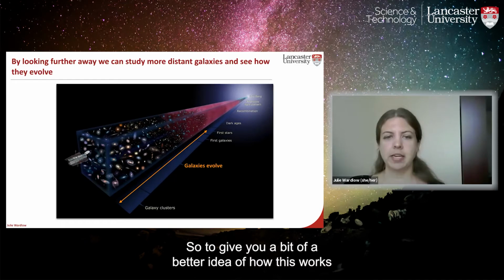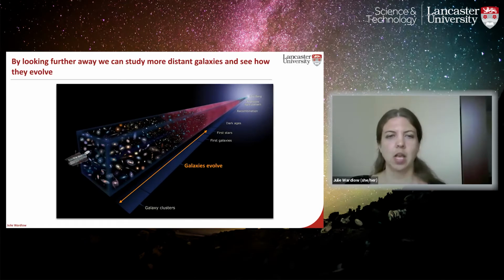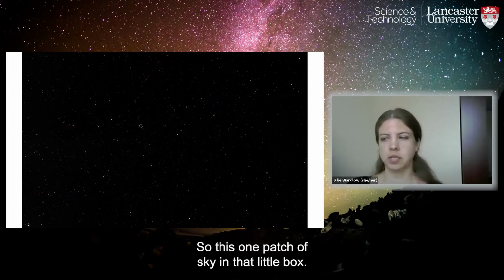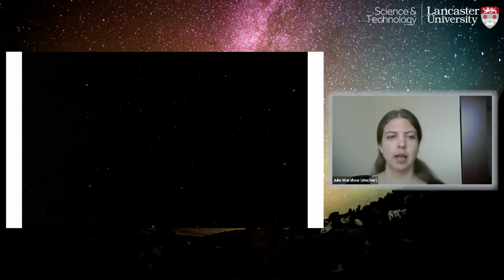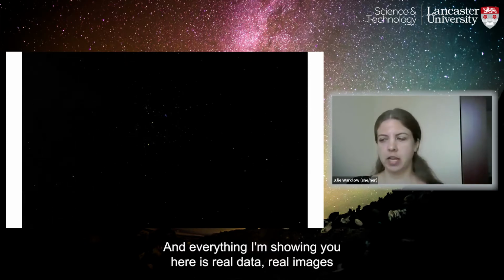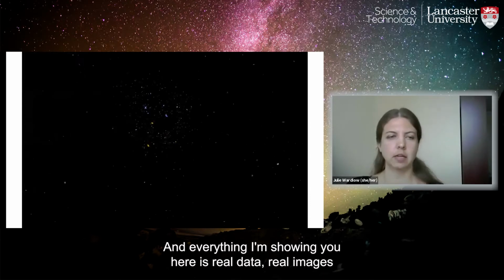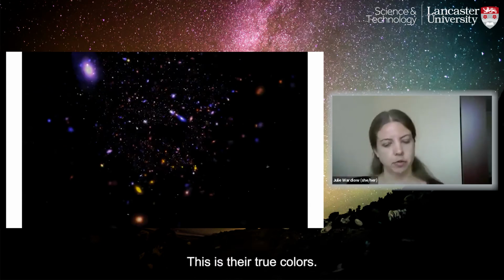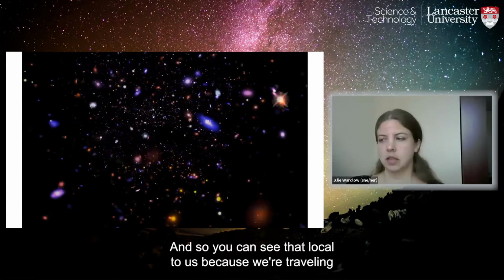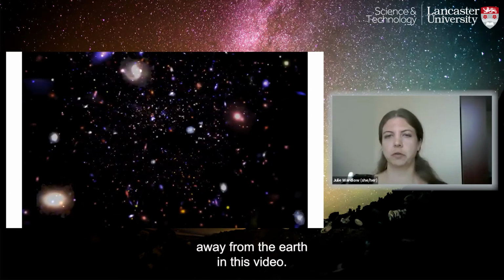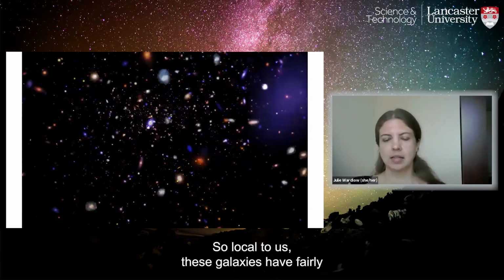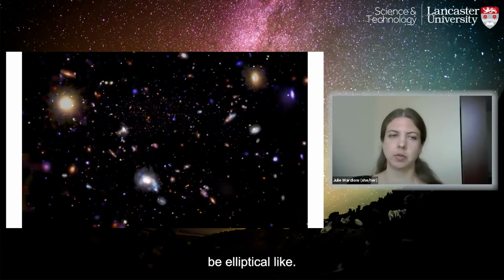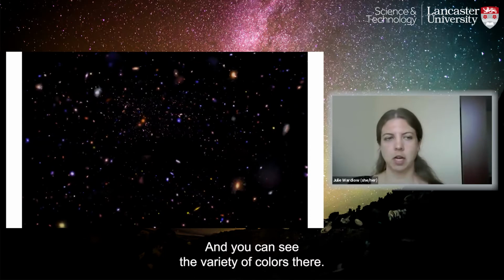So to give you a better idea of how this works in practice, I've got a video. What we're going to do is zoom in on one patch of sky. So this one patch of sky in that little box, and this is the ultra deep field. And everything I'm showing you here is real data, real images of real galaxies that are at their real positions. This is their true colors. And so you can see that local to us, because we're traveling away from the Earth in this video, these galaxies have fairly classifiable shapes. So they tend to be spiral-like, or they tend to be elliptical-like. And you can see the variety of colors there.